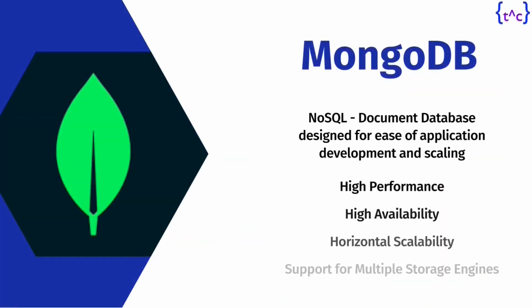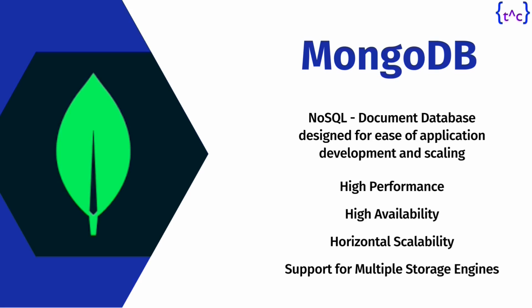So what is MongoDB? MongoDB is a database. More specifically, it's a NoSQL database. We also call it a document database, which is designed for ease of application development and scaling. Scaling is very important here, and it's very easy and straightforward to use MongoDB because it is schema-less. So there is no restriction for storing the details in the database.